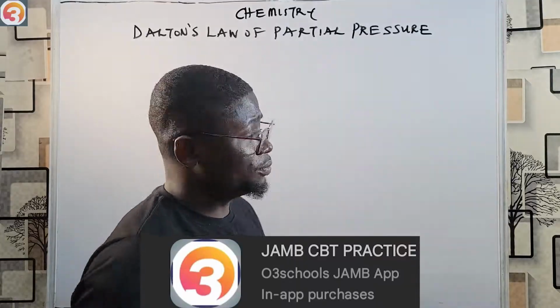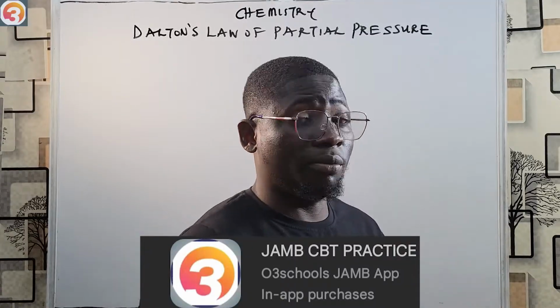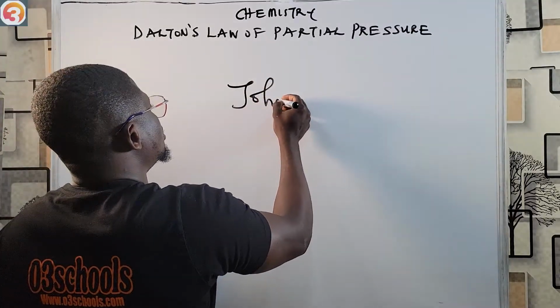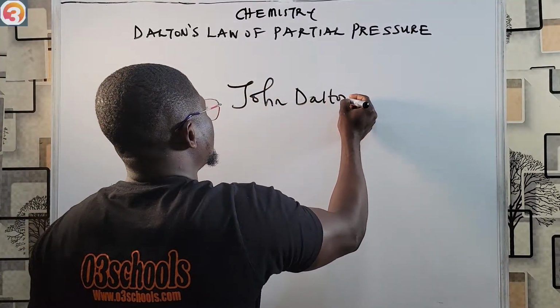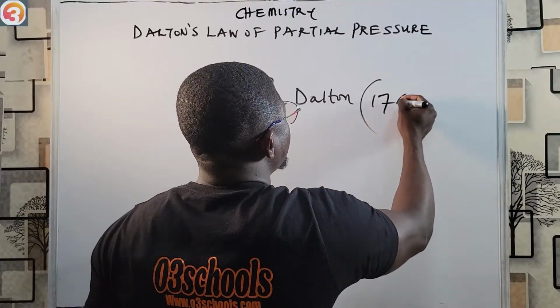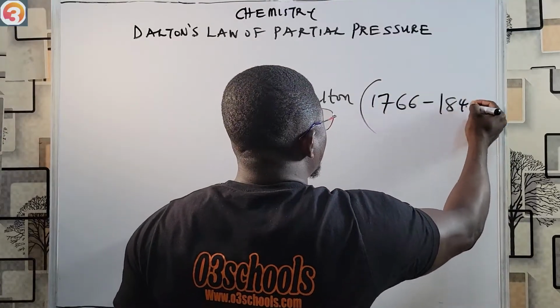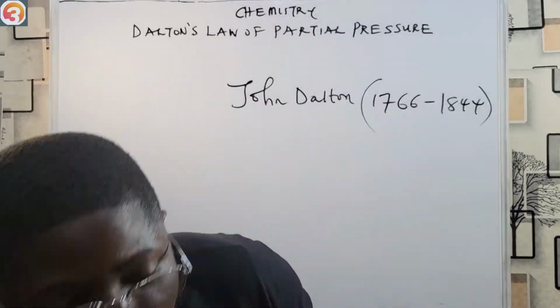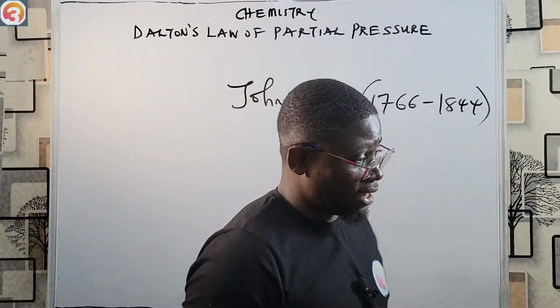So let's continue from where we stopped. This law was formulated by a man called John Dalton, who lived from 1766 to the year 1844. If you are very curious, you can calculate the number of years the man would live.